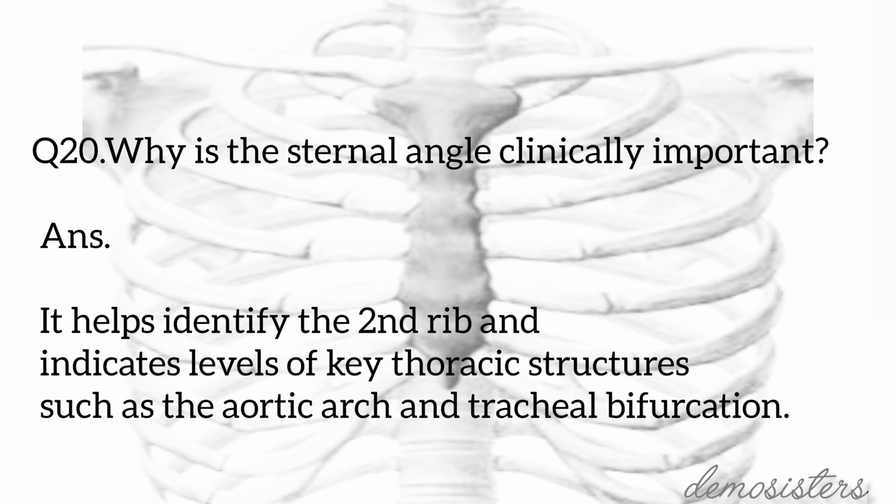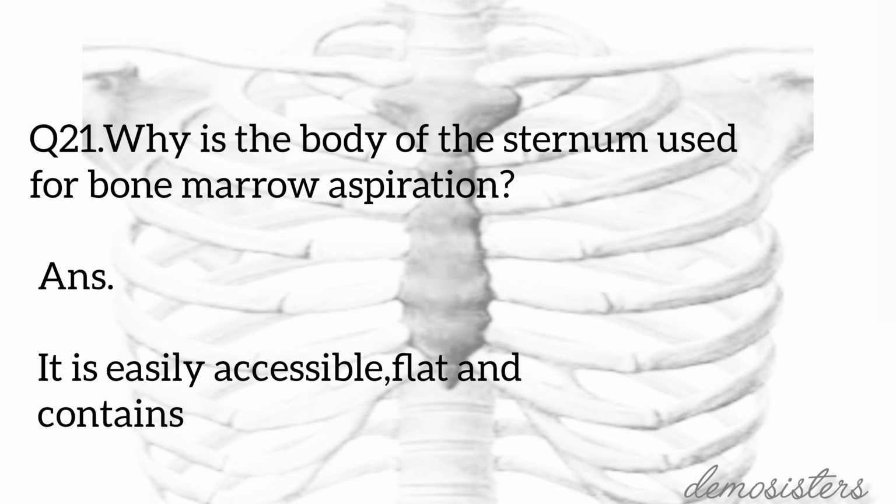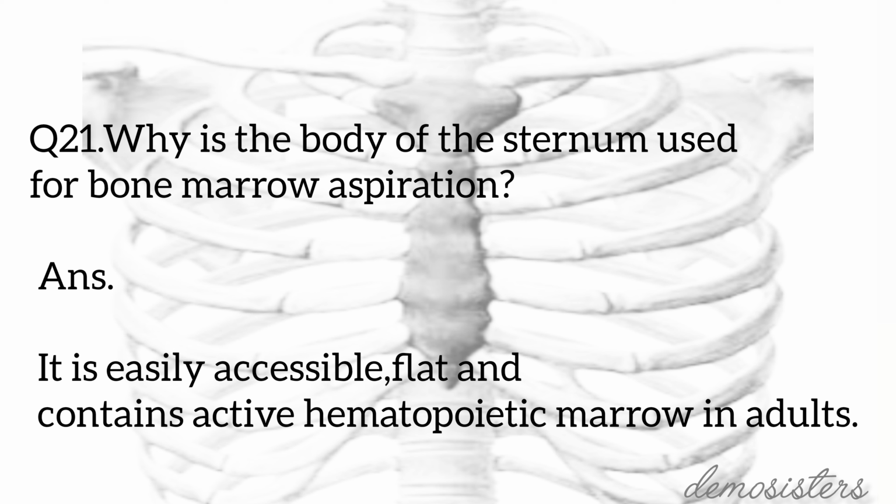Why is the sternal angle clinically important? It helps identify the second rib and indicates levels of key thoracic structures, such as the aortic arch and tracheal bifurcation. Why is the body of the sternum used for bone marrow aspiration? It is easily accessible, flat, and contains active hematopoietic marrow in adults.